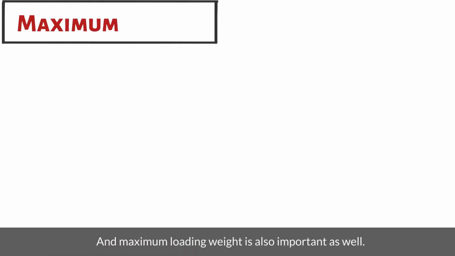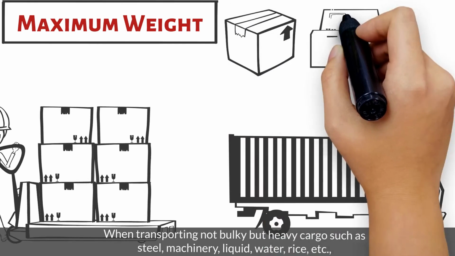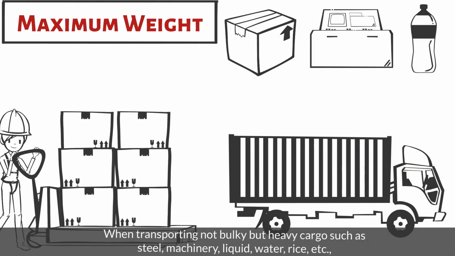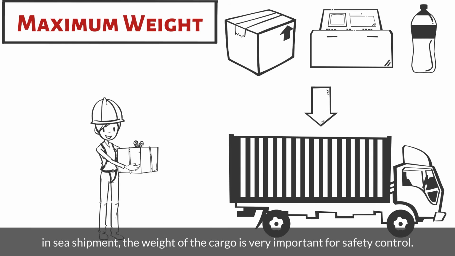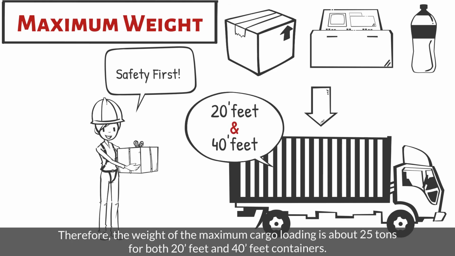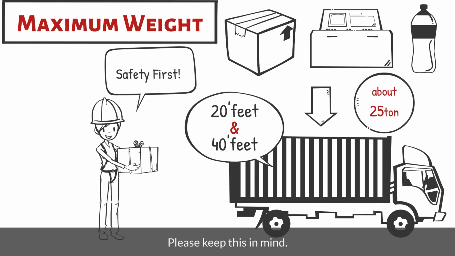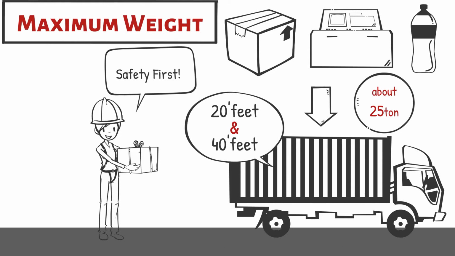And maximum loading weight is also important as well. When transporting not bulky but heavy cargo such as steel, machinery, liquid, water, rice, etc., in sea shipment, the weight of the cargo is very important for safety control. Therefore, the maximum cargo loading weight is about 25 tons for both 20 feet and 40 feet containers. Please keep this in mind. Just because it's 40 feet doesn't mean it can load twice as heavy as a 20 feet.